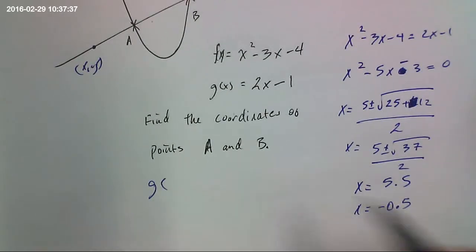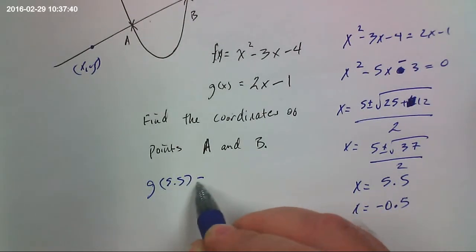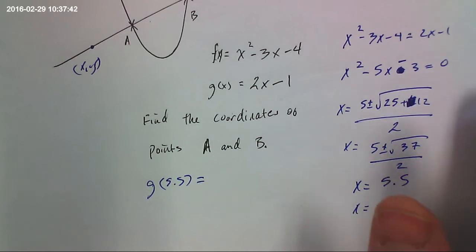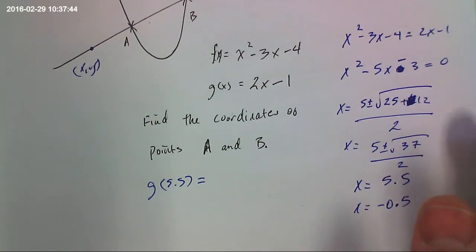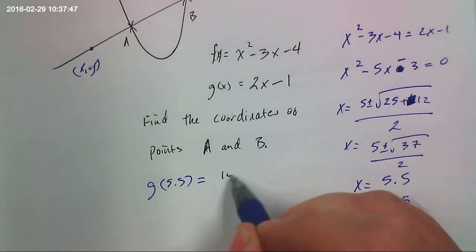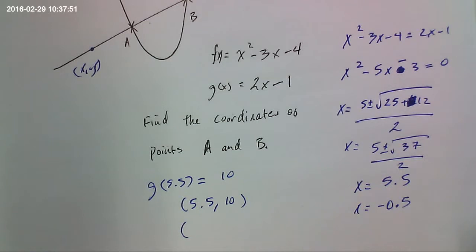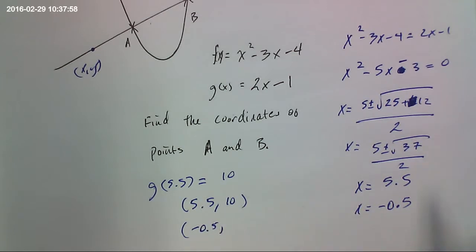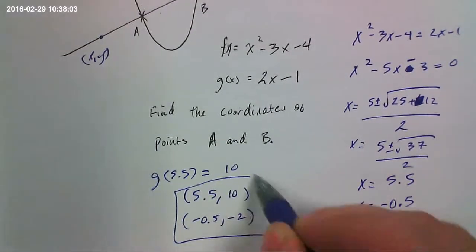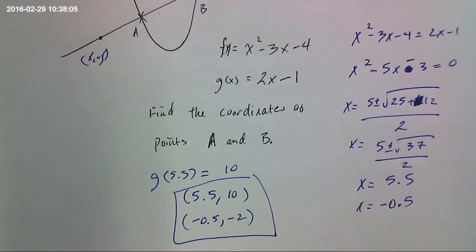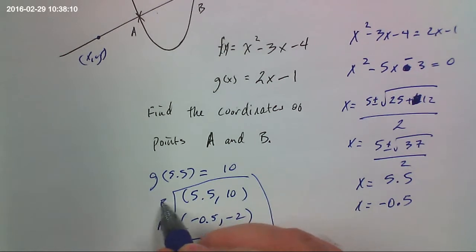So here's what we're going to do. We're going to do g of 5.5. What's 5.5 times 2? 11 minus 1 is 10. So here's one answer. And the other one? Negative 2. Yep. Those are the two coordinates. Which one's A? Negative 0.5, negative 2. This is A, and that's B.